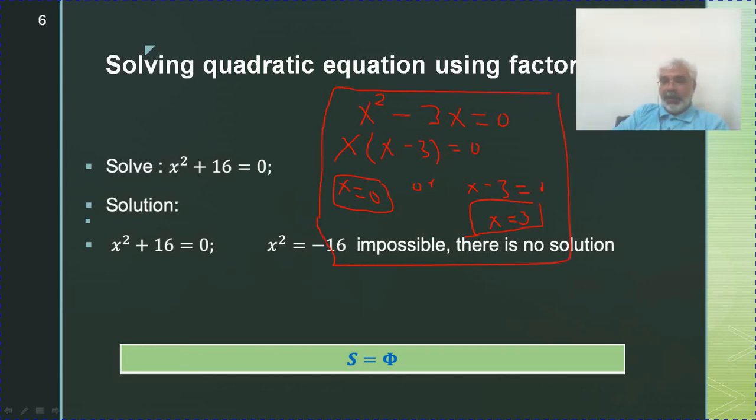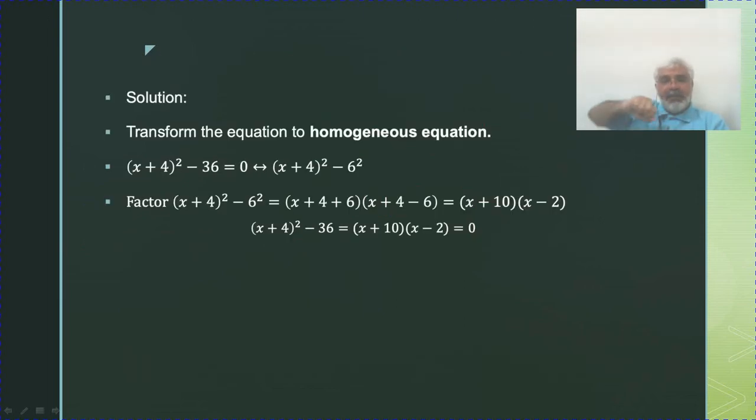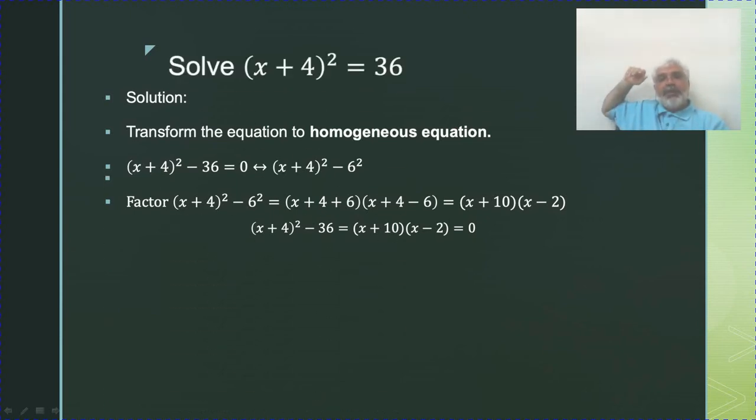Okay. Now, I have this question. Solve x squared plus 4 squared equals 36. Well, I'm going to solve this problem in 3 different approaches. Let's start with the approach that is written and explained here in this presentation.